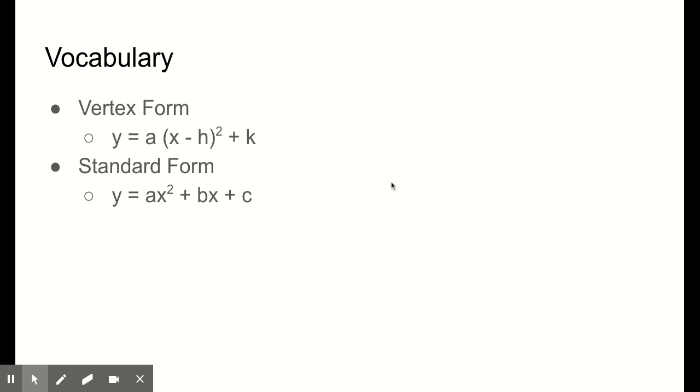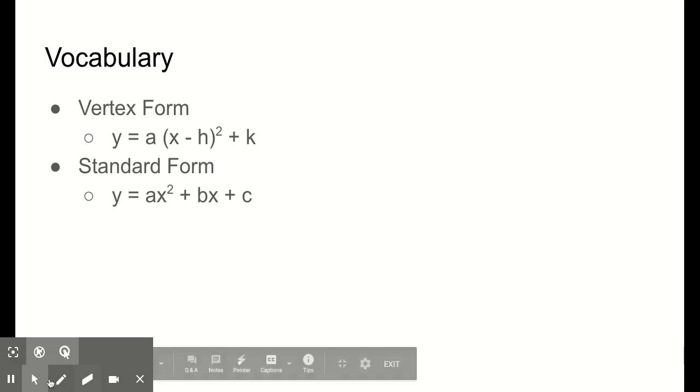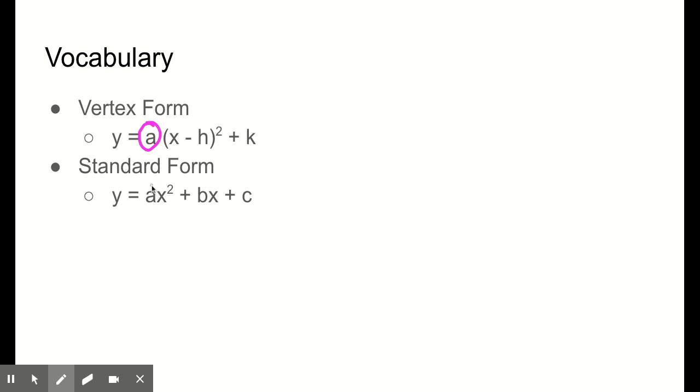Now, notice that we have x's and y's in both of the equations, and we have a in both of the equations. The a that you see in vertex form is the same value of a that you see in standard form. Those are the same values. So when you convert from one form to the other, those two values should always be the same. Now, the h and the k will no longer appear in standard form when you convert it. So we have some value of x, and then we have our constant c at the very end. And remember, the constant is the number without the variable.